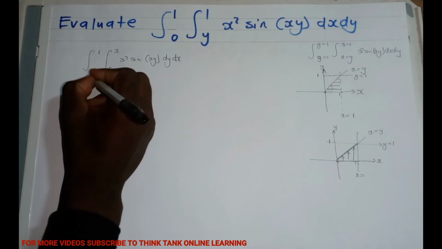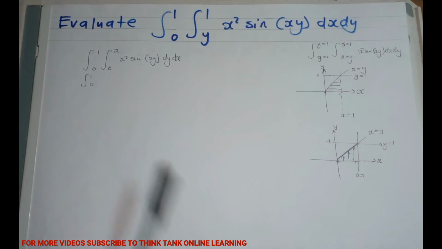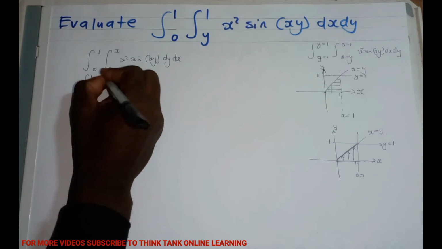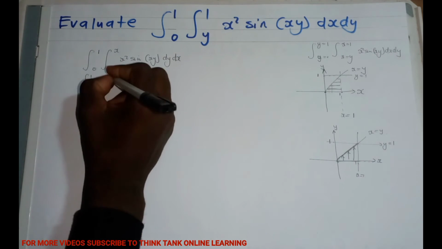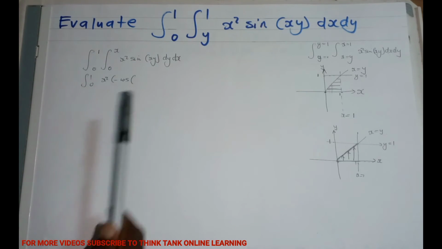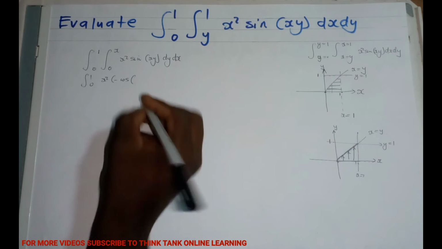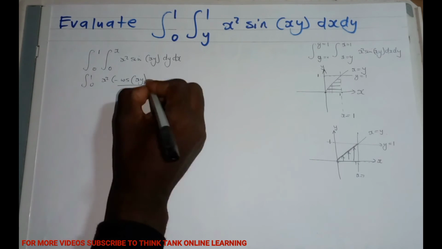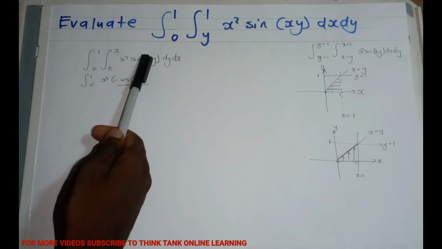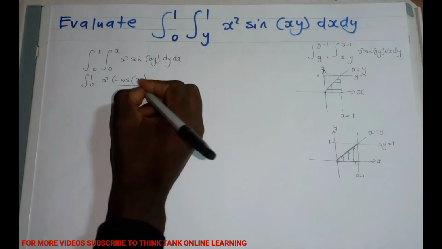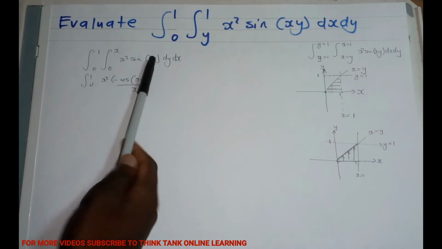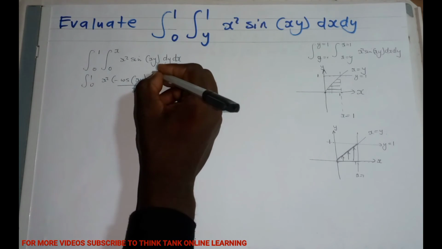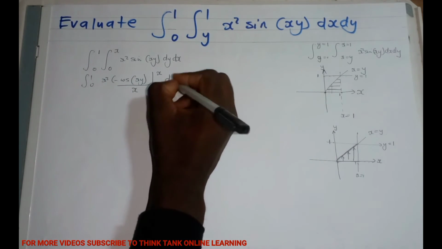Then next I'm going to integrate with respect to y. So if we integrate with respect to y from 0 to 1, I'm going to treat x as constant. X is a constant here, and here x is also a constant, so it's x squared, and the integral of sine is negative cos. What was the value of the angle? The value of the angle here is xy, and we're going to divide this by the derivative of the angle. The derivative of the angle with respect to y is x. I'm going to put my limits here, x and 0, and dx.